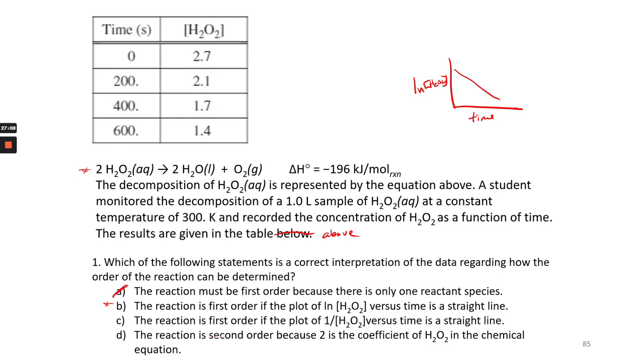Let's look at C. The reaction is first order if you make a plot of 1 over this versus time. And remember, this is actually second order. So that is not true. The reaction is second order because 2 is the coefficient in front of hydrogen peroxide in the chemical equation. Well, we don't know how many steps were occurring in this reaction. So we can't just write the rate law from this. We don't know the mechanism, right? So B is our correct answer. Okay? And that is the end of chapter 14.